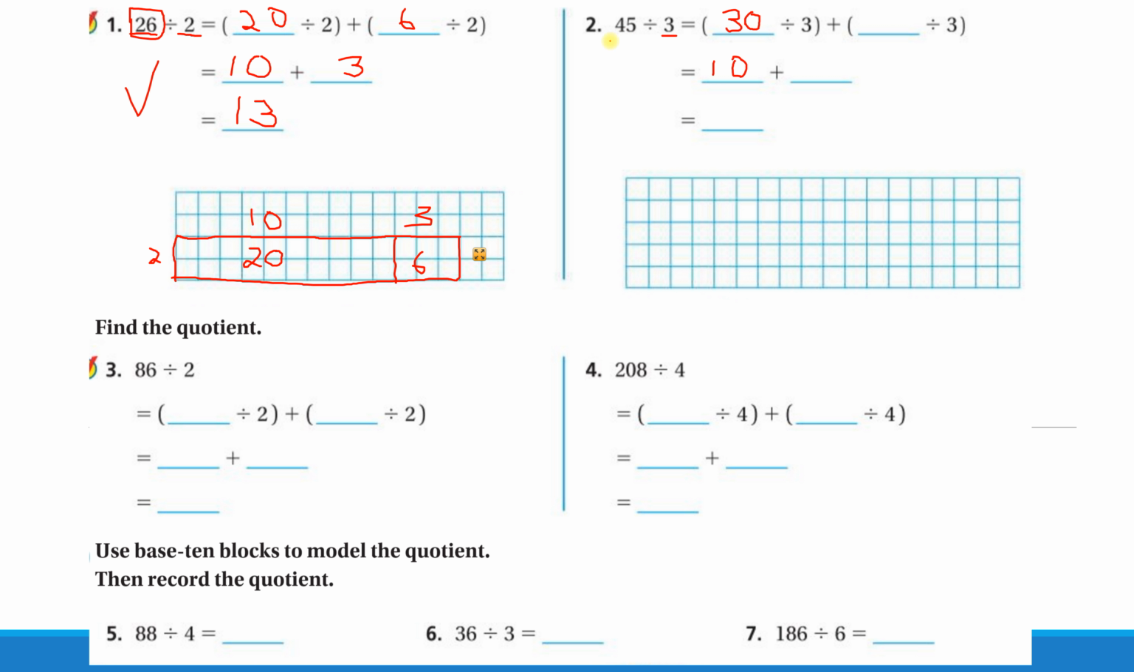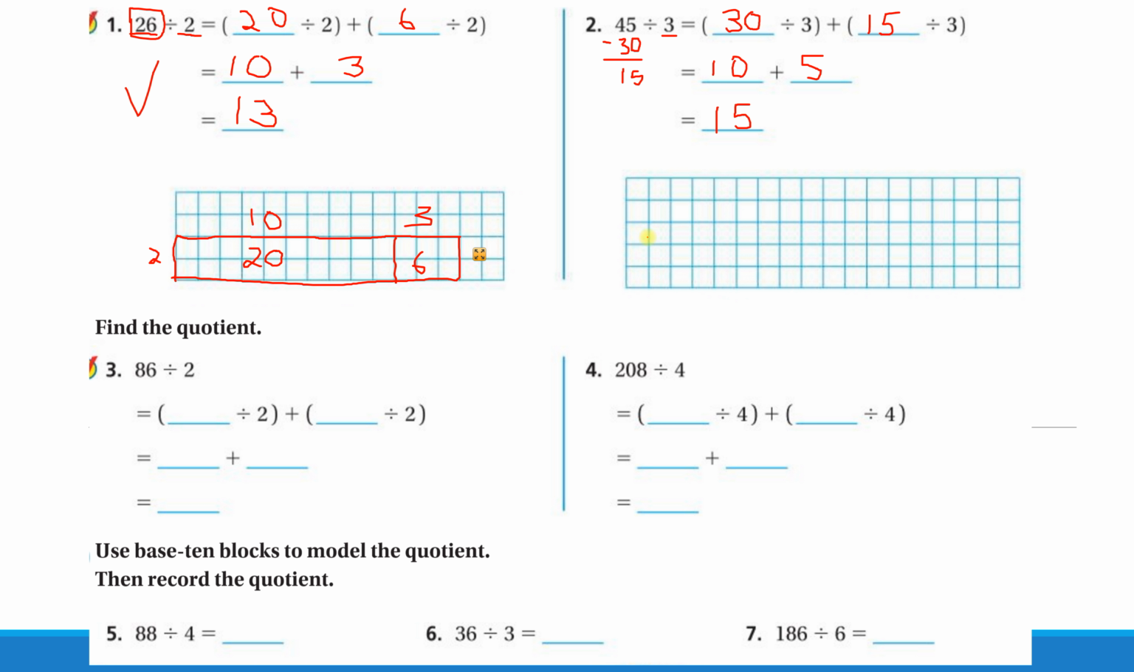Now, what's left over? Well, to find that, I used 30 of the 45. So I subtract, and I see I have 15 left over. So 15 goes over here, and lo and behold, 3 goes into 15 nice and easily. It goes in 5 times. 5 times 3 is 15, so 15 divided by 3 is 5. It's a fact family. And then I add those together, and I get 15.